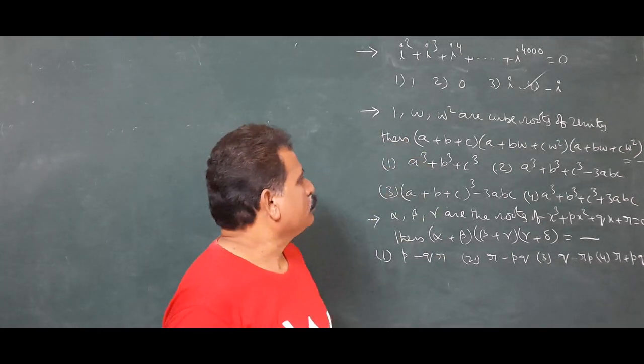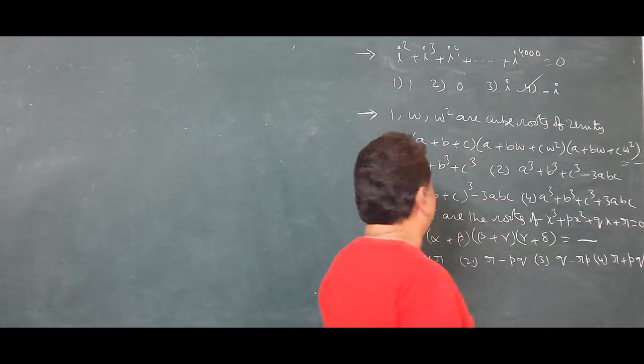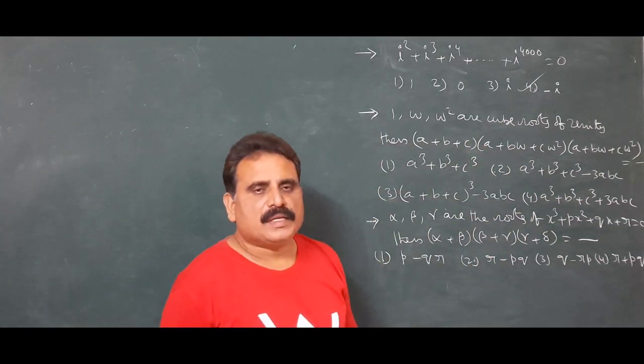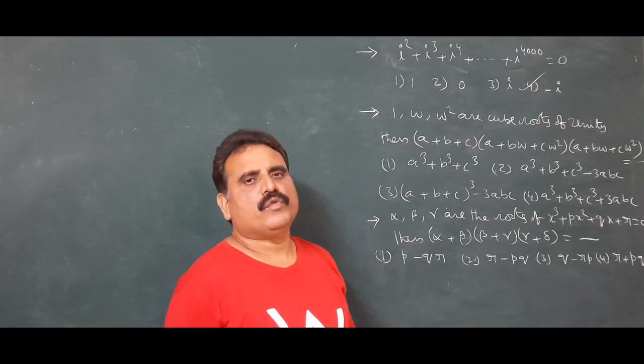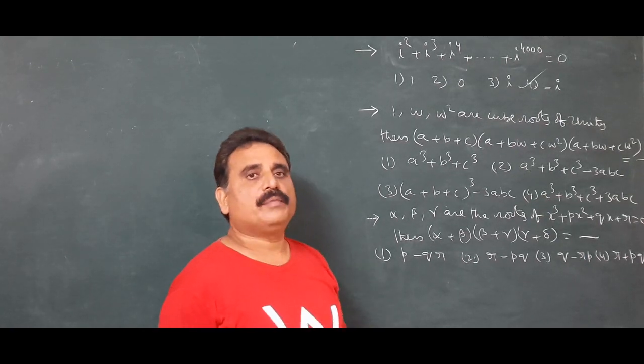Next question. 1, omega, omega square are the cube roots of unity. Then (a plus b plus c) into (a plus b omega plus c omega square) into (a plus b omega square plus c omega).